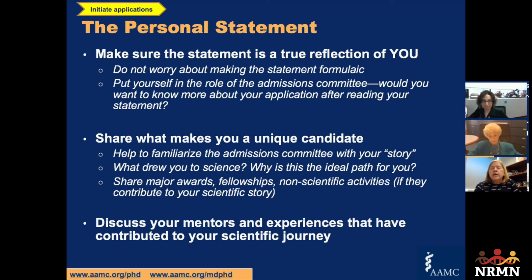And of course, we always want to know if you have won fellowships, if you've won awards, if you've presented your science, and then non-scientific activities as well, if you can connect them to your scientific story. And it's also very illuminating when students who are applying discuss their mentors and the experiences that they've had that contribute to their scientific journey up to this point in time.